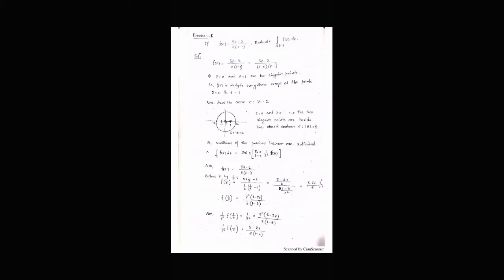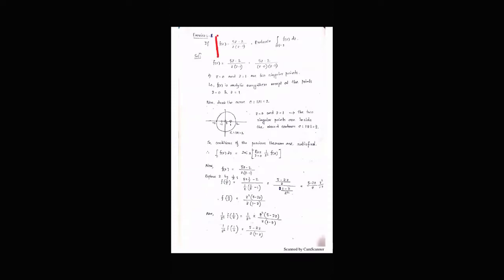So example 8. Here we are given a function fz, and we are asked to find the integration of fz over the closed contour mod z equal to 2. We use the theorem we have just learned to find this integration. Here you can see that the integration may also be found by Cauchy's integral formula.